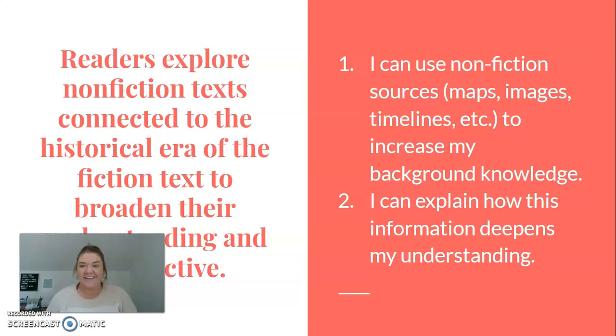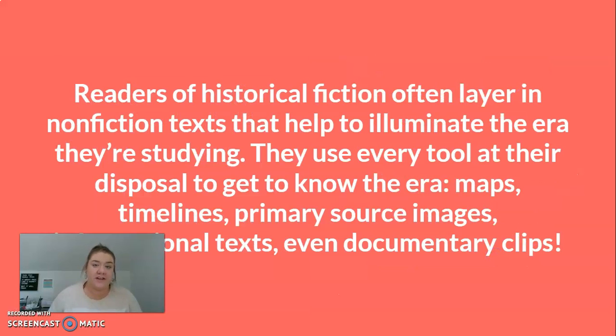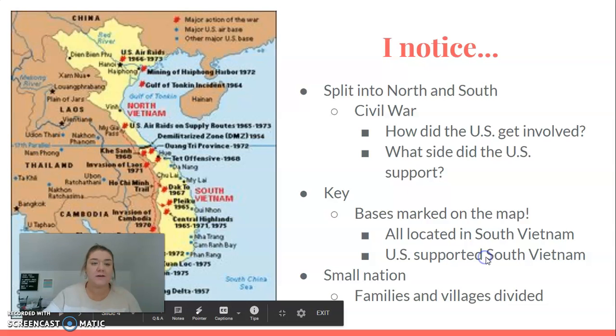Your success criteria is that you can use nonfiction sources like maps, images, timelines, etc. to increase your background knowledge, and you can explain how this information helps deepen your understanding. Really what I want you to get out of this is that readers of historical fiction layer in nonfiction texts that help to illuminate or help them gain a deeper understanding of the era they're studying. We use every tool at our disposal to get to know the era, so things like maps, timelines, primary sources, images, informational texts, and even documentary clips are great sources.